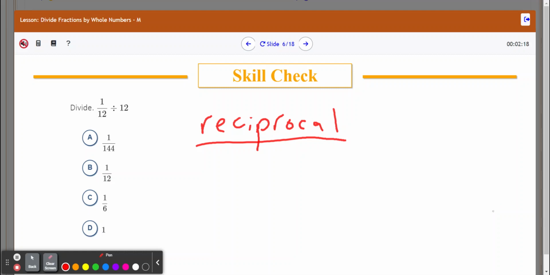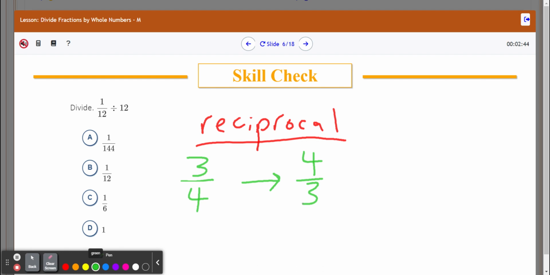Lesson number 16, divide fractions by whole numbers. So before you start dividing fractions by whole numbers, the first thing you need to know is what a reciprocal is. The reciprocal is the inverse of a number. So let's say, for example, we have the number 3/4. All you do for the reciprocal, very simple, is flip the denominator and the numerator.